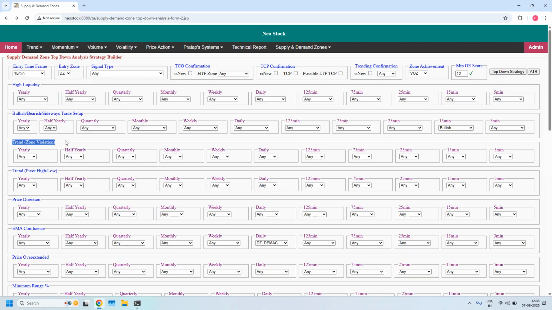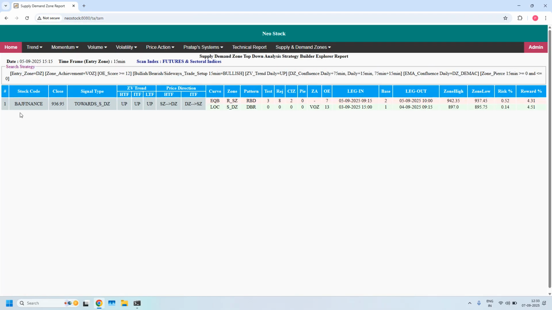At the same time, trend on the daily should not be sideways. It should be uptrend because it is a bullish trade setup. So Bajaj Finance is filtered. So this 15 minutes demand zone might be having more high probability to get success, provided lesson 20 checklist items are satisfied. Otherwise, there are higher chances of zone violation.